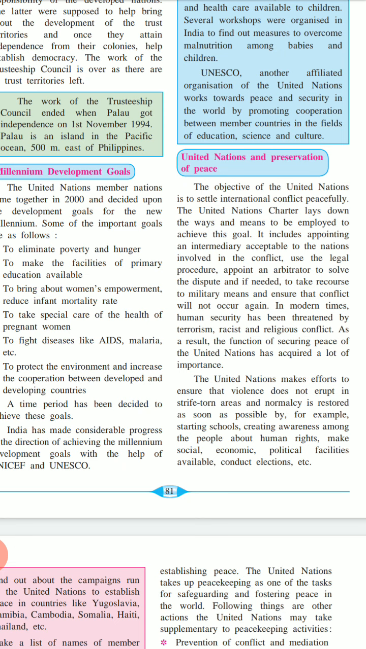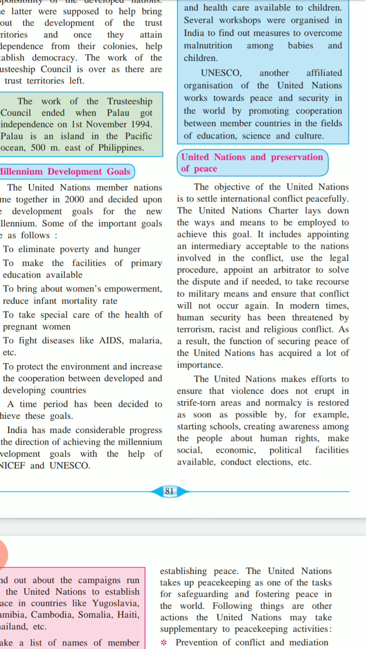Strife-torn areas mean, students, areas where human beings are very aggressive, or if they mistakenly come in front of one another, a war-like condition may arise. Such areas are said to be strife-torn areas. And to maintain peace and harmony over there, the United Nations is making good efforts for resolutions.